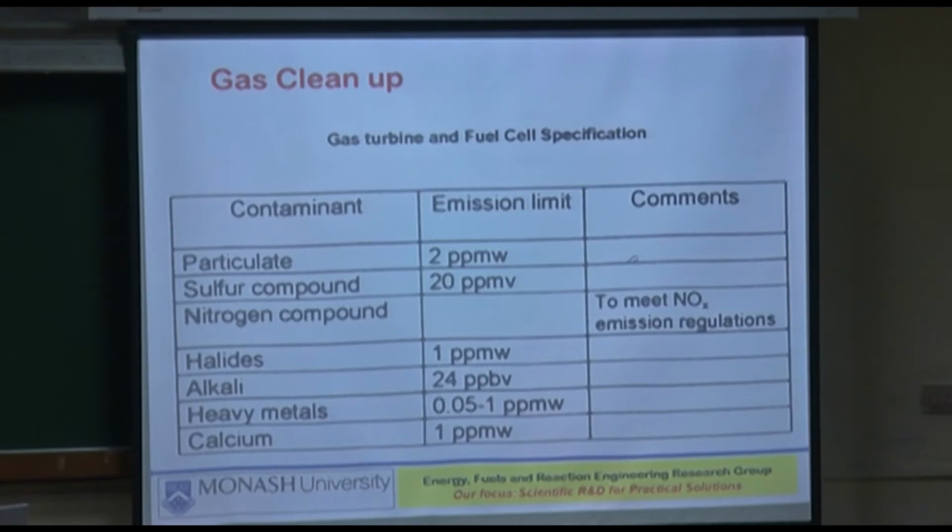And then the heavy metals, and the nitrogen compounds. That varies from country to country. The gas turbine manufacturers will take care of the nitrogen simply by diluting the gas going into it, by staged nitrogen introduction at the gas turbine inlet, so it's not a problem. And calcium is from the deposition point of view. But these are the figures.